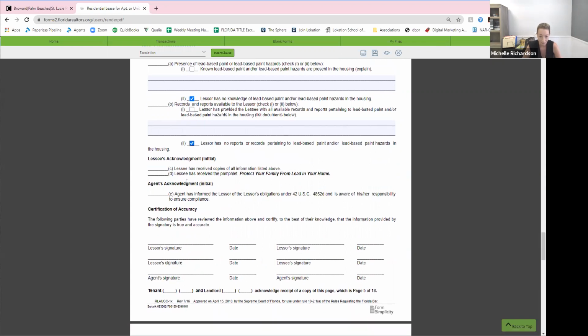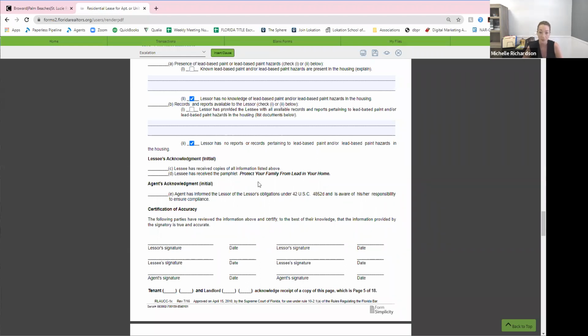Now the tenants. The tenants have 2 sections right here that they need to initial. The lessee has received copies of all information above. If there's no copies, great, initial that they're stating that they've received anything, if anything, that they've got it. Section D here, by law, real estate agents must provide to the tenant the lead-based paint pamphlet called Protect Your Family from Lead in the Home. This must be initialed. Location compliance department will kick it back if this is not initialed by the tenant. And make sure you are providing the lead-based paint pamphlet, the 14-page pamphlet to them.